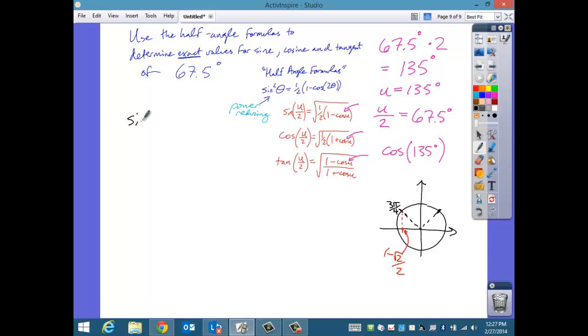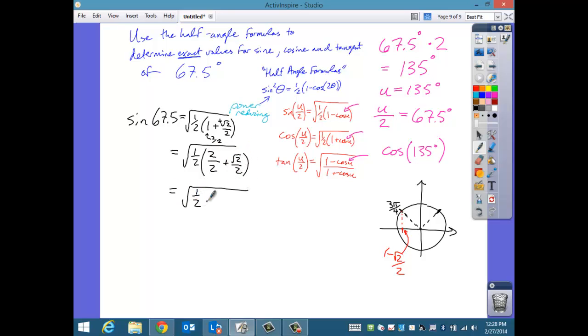So here we go. Sine 67.5 equals the square root of 1 minus negative root 2 over 2, all over 2. I'll simplify as we go. So this is 1/2, and this becomes plus a positive, and this 1, I can make into 2 over 2. It's going to get messy there. So I can say that's 2 over 2 plus root 2 over 2, just trying to simplify here.